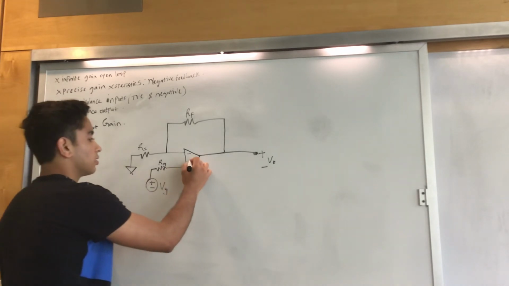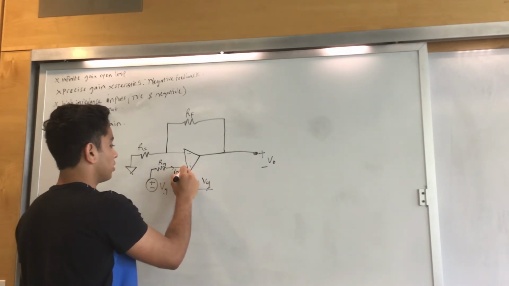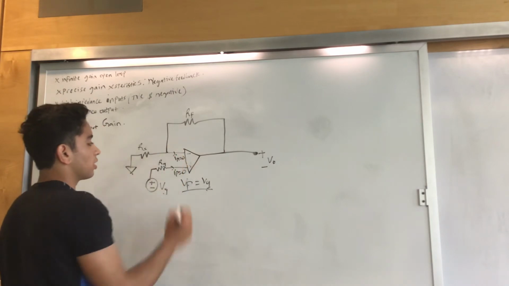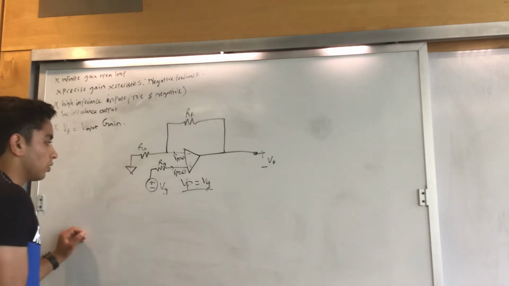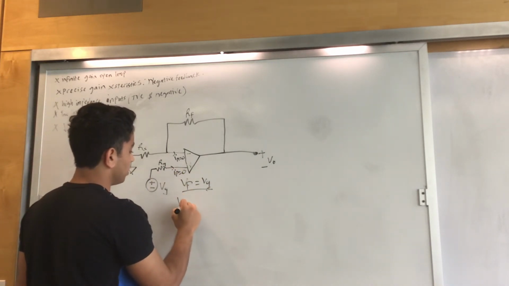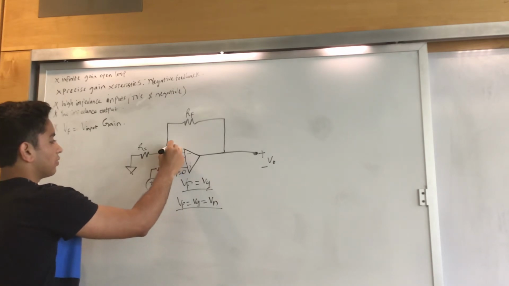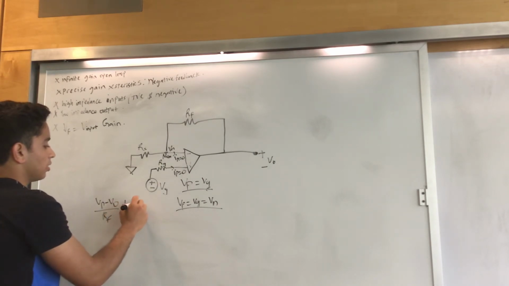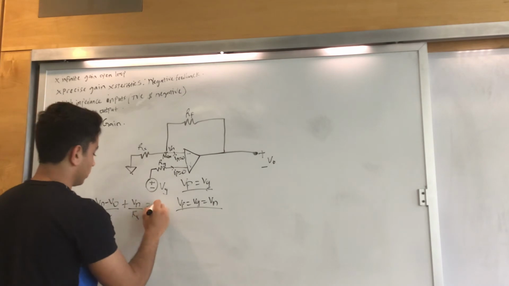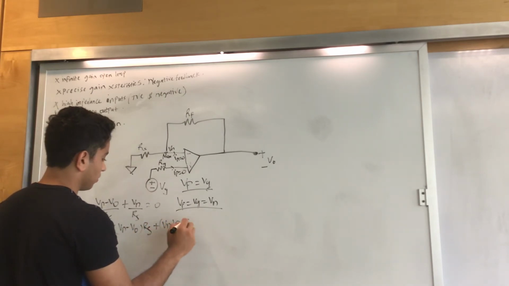But if we solve this, we have Vp is equal to Vg, because there is no current going here, because of ideal conditions. Under ideal conditions, this has infinite impedance, so we don't have any current going in. So Vp is equal to Vg is equal to Vn. Doing NVM here at Vn, we have Vn minus V naught upon Rf plus Vn upon Rs is equal to 0. So Vn minus V naught into Rs plus Vn into Rf equals 0.